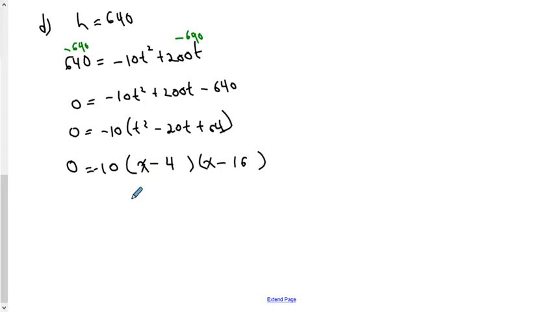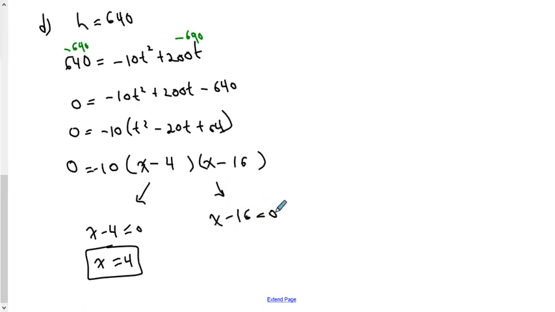Well, let's solve. Now that we've got it in factored form and it all equals 0, let's solve. X minus 4 equals 0. That means x equals 4. X minus 16 equals 0. That's the other possibility. That's the other way to make this whole thing equal to 0. One or the other of those things in the brackets have to equal 0. So that's going to be x equals 16. So what does this actually mean? Let's go back to that picture.